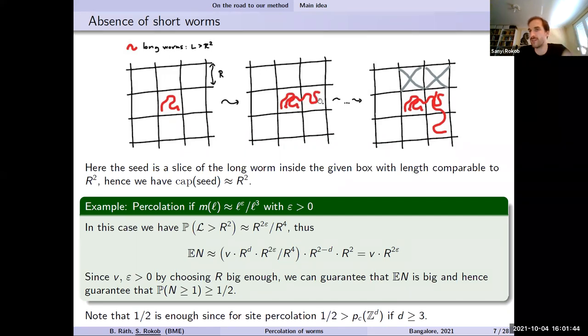And we can iterate this thing. And if we are doing this, as I mentioned before, the capacity of a worm of length R is comparable to its cardinality, which is comparable to its number of steps. So in this case, the seed will be of approximately R squared, the capacity of this seed.